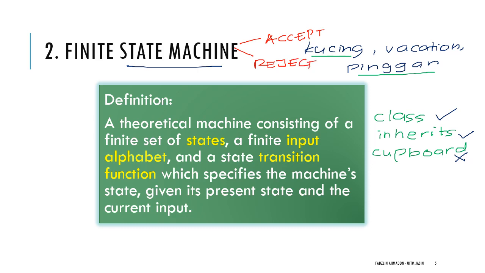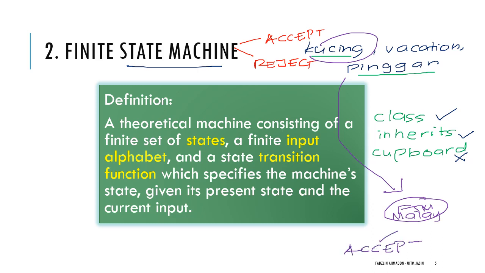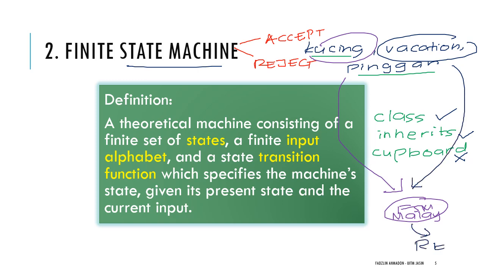So for example, let's say we manage to design a finite state machine for the Malay language. When we put in kucing into it, the final state will be accept. However, if we put in vacation into the machine, the final state will be reject.